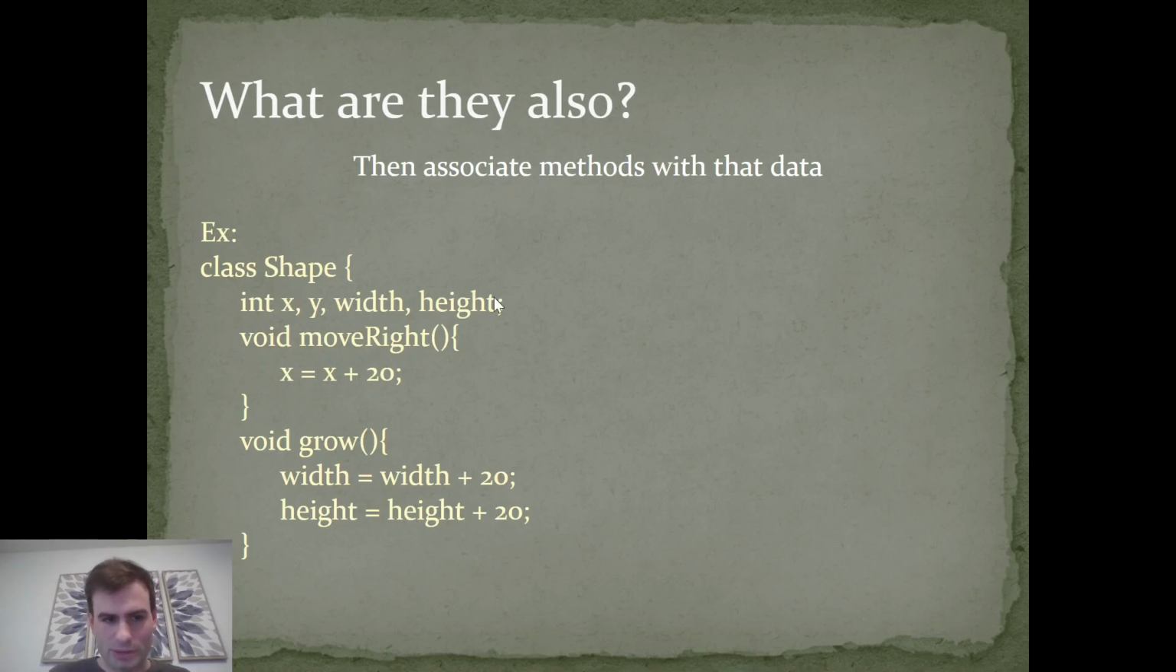So let's talk about the shape real quick. So our class is Shape. All shapes have, again, X, Y, width, and height. So we've declared that they have an X, a Y, a width, and a height here on this line. Make sure you have that semicolon at the end.